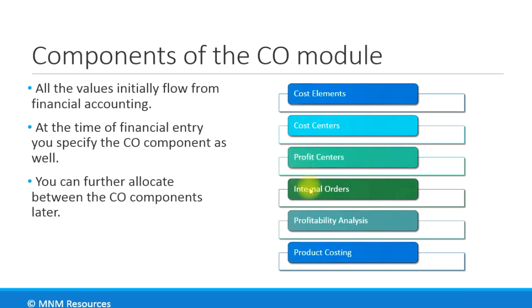You have internal orders. Internal orders are typically created for short-term projects or things like marketing campaigns. For example, if you want to have a marketing campaign for one particular product, you can create them as an internal order and monitor their expenses. Similarly, you can also create internal orders for your fleet vehicles. Maybe you have about 20 vehicles.